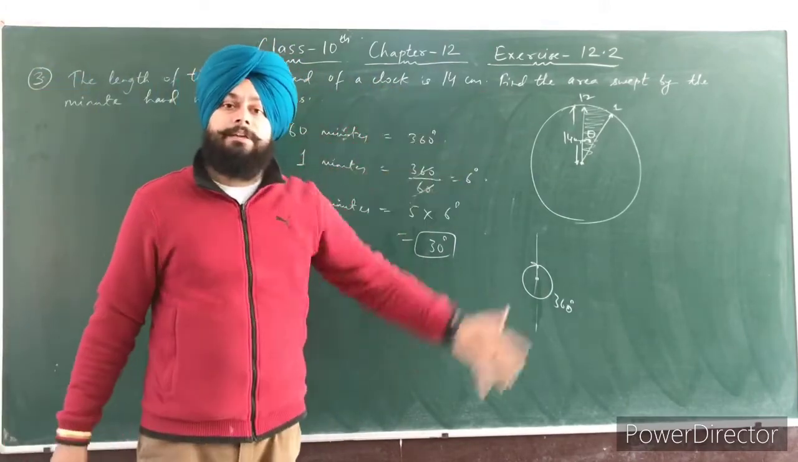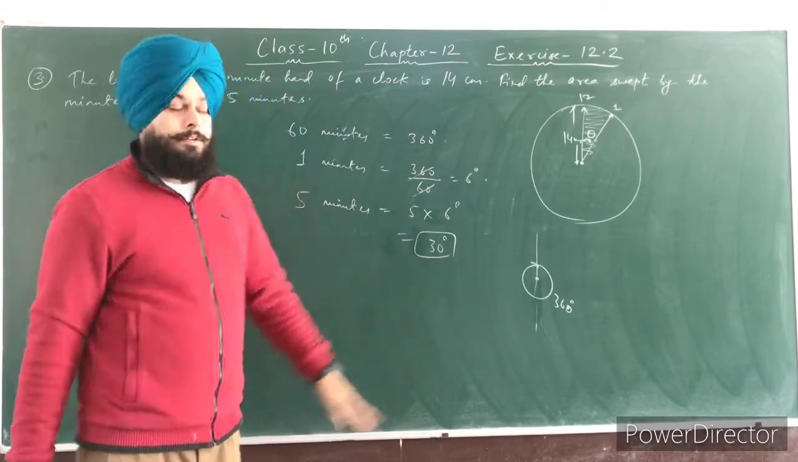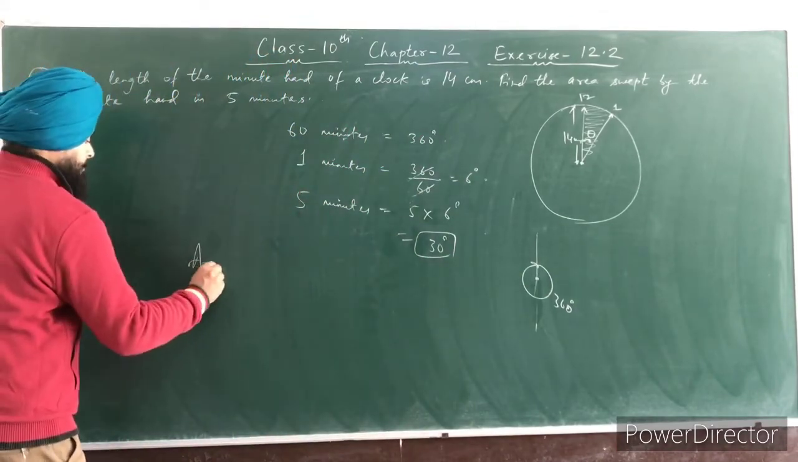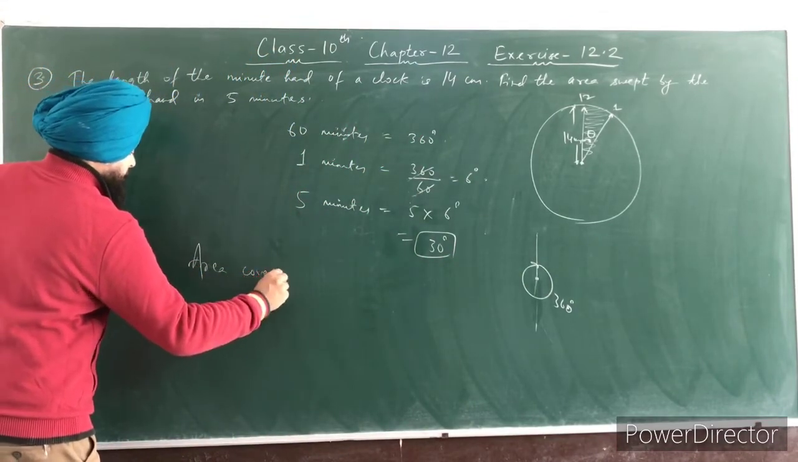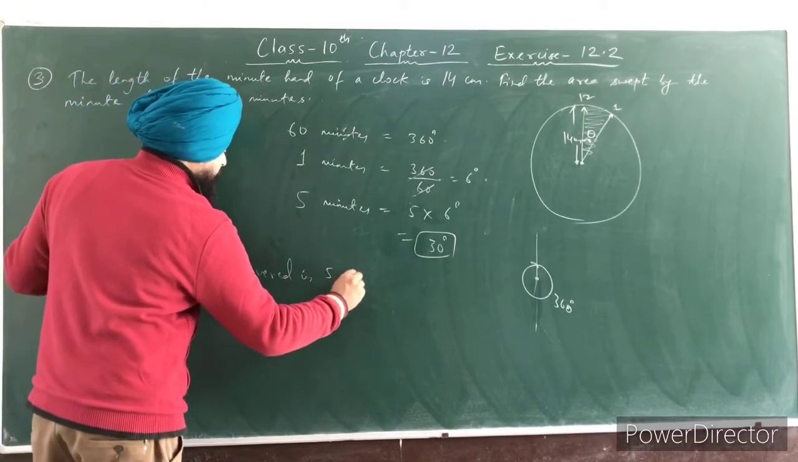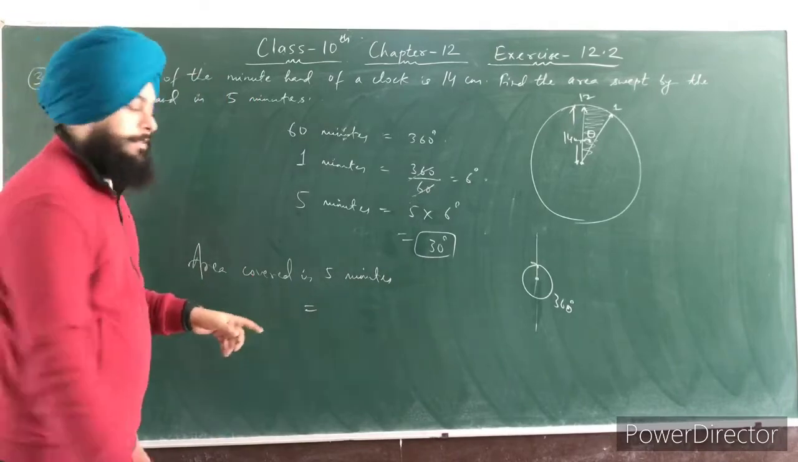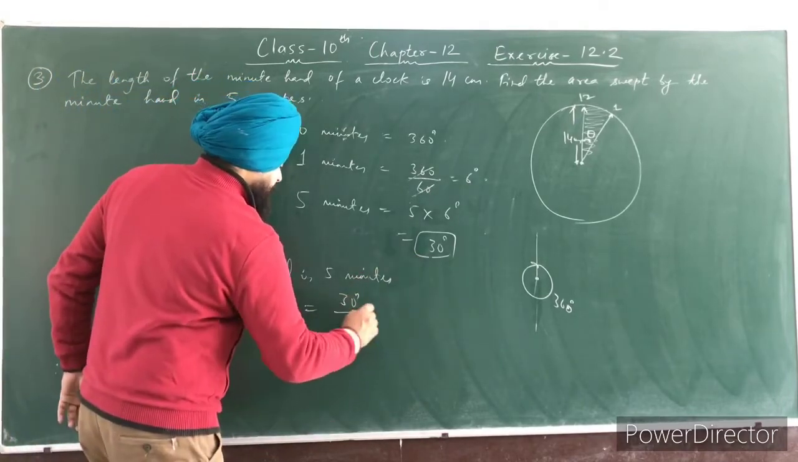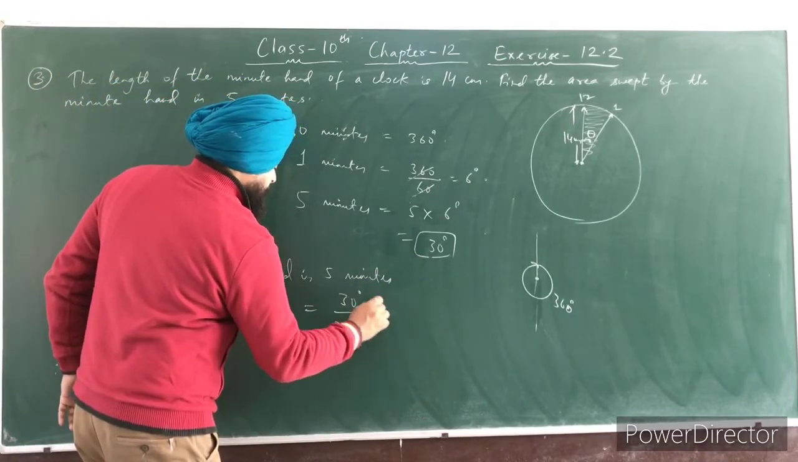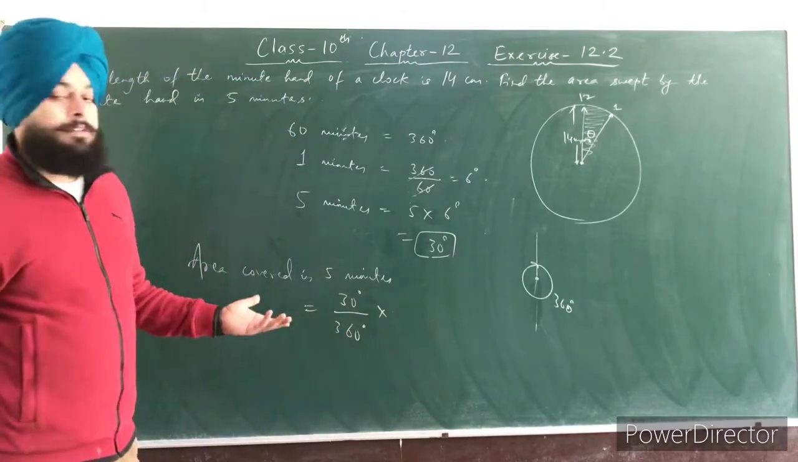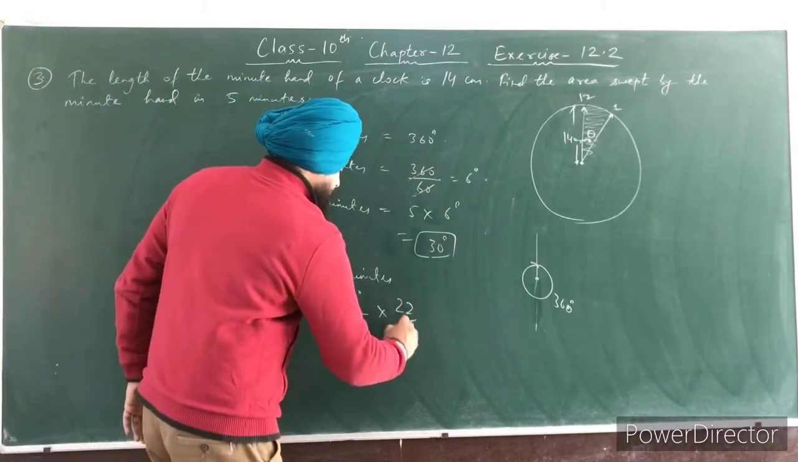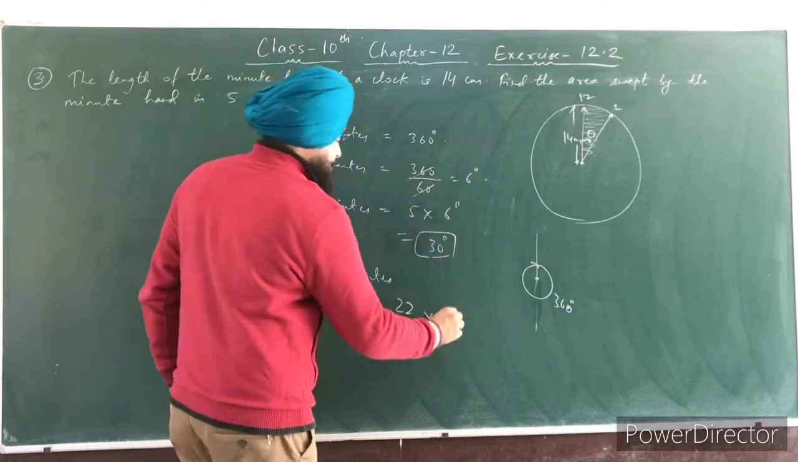Now we can easily find the area of the sector, the area covered in 5 minutes. So what's the formula? Theta by 360 into pi r square. Theta is 30 degrees by 360 into pi. The value of pi is again 22 by 7, r square. Radius is how much? 14.